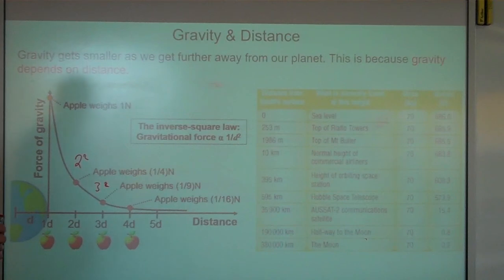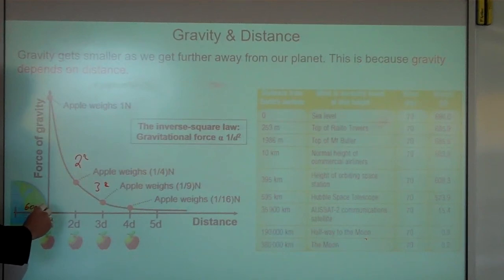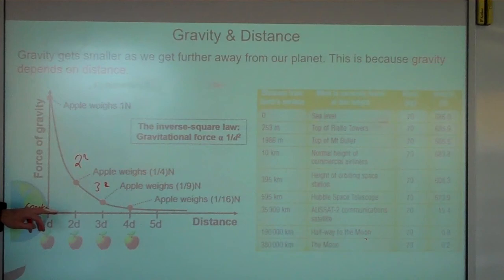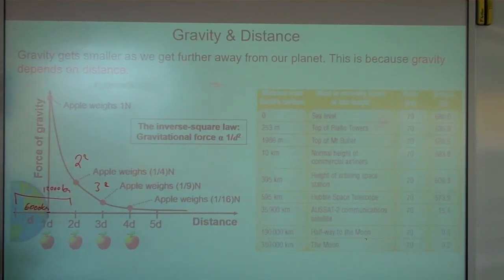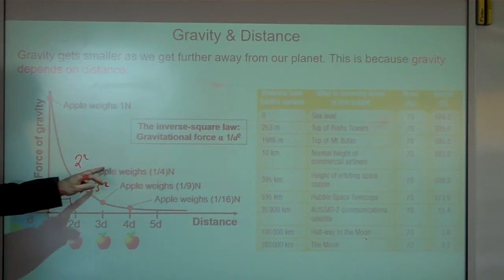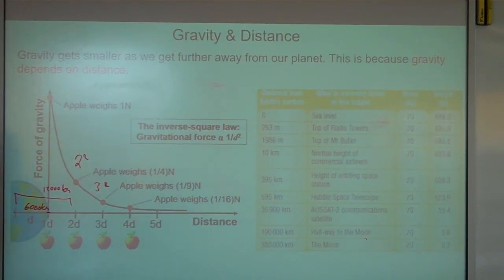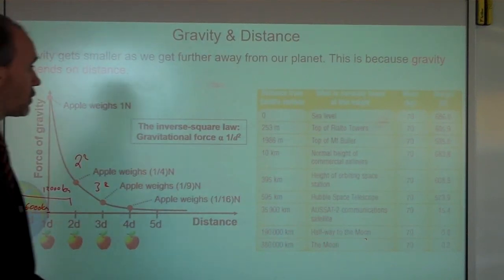Well, let's have a look. Oh yeah, this key here. We'll say that from the centre of the Earth to the crust is 6,000 kilometres. It's a bit more. So if you go out to a total of 12,000 kilometres, so you've got to go quite a ways. 12,000 kilometres from the centre of the Earth, 6,000 from the surface, your weight will be 1/4. Okay. Let's have a look at that.